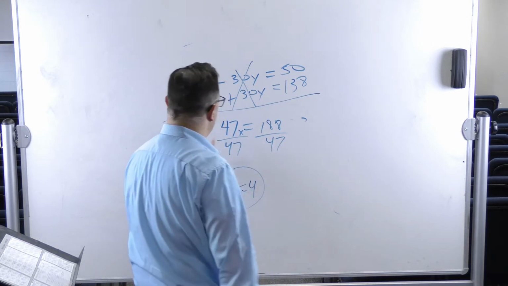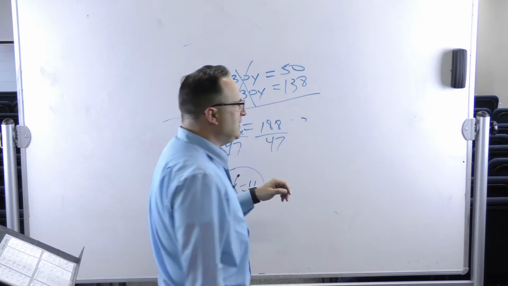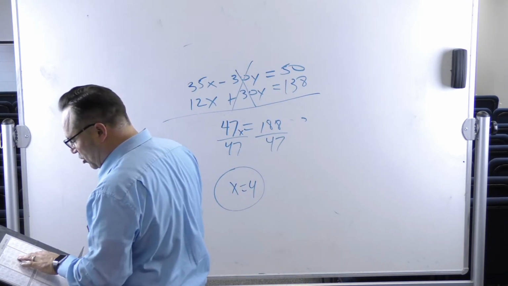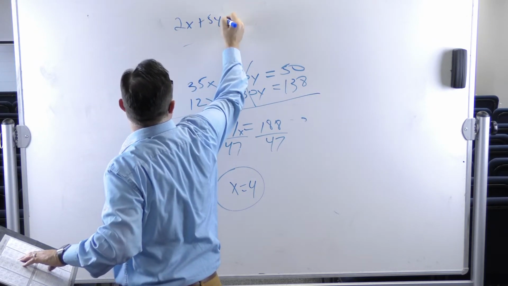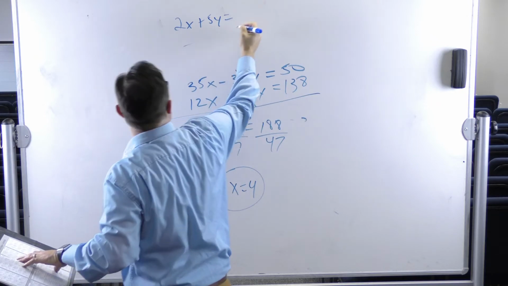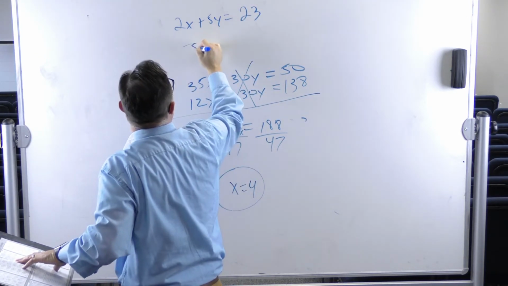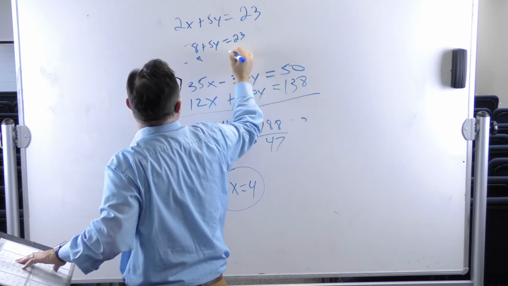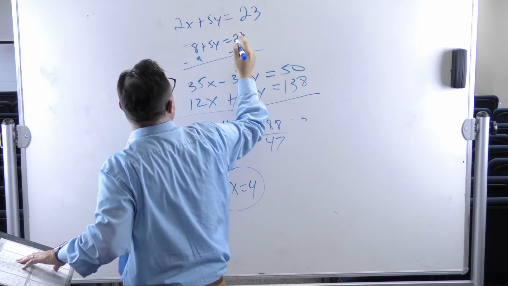You can take this and put it back in any of these problems, or you can put it back in the original problems, which might be easier. Probably shouldn't have erased them, because then you're not dealing with such high numbers. And so the original problem looked like this. I'll just do the bottom one, which is 2x plus 5y equals 23. And so we said x is worth 4, so 8 plus 5y equals 23. Subtract 8, subtract 8.